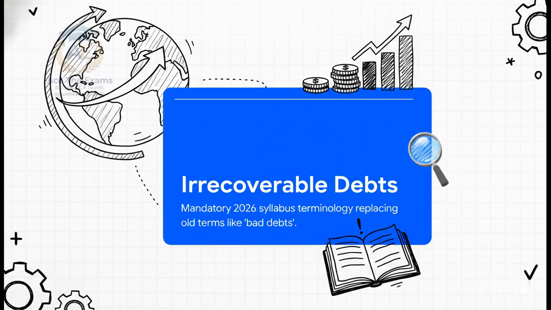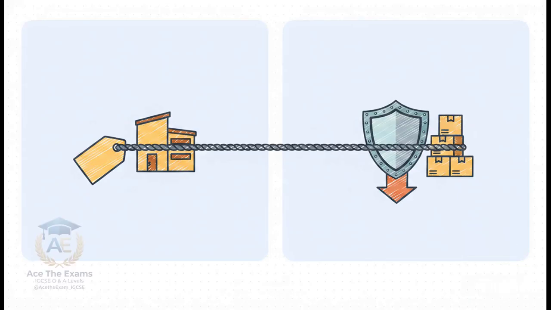You absolutely must now use the term irrecoverable debts instead of the old bad debts, and owner's equity instead of capital in specific context. Hit the nail on the head. As an examiner, I can tell you right now, 100% accuracy with this terminology is non-negotiable for top marks. If you're dropping obsolete vocabulary, you're immediately signaling to us that your knowledge is outdated, and yes, you will be heavily penalized for it.